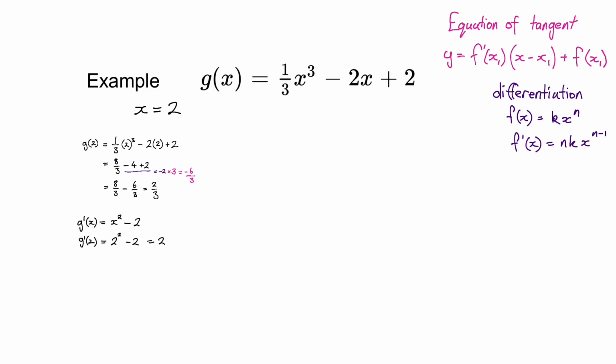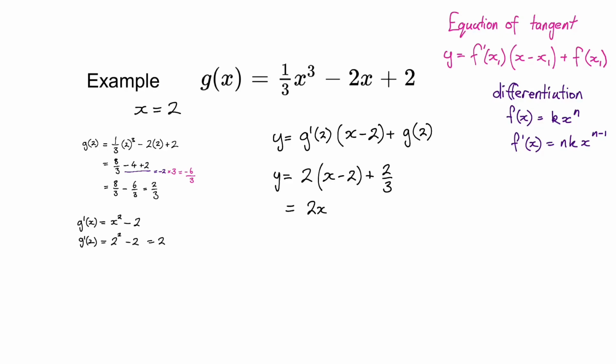So our equation for the tangent, y equals, in this case is going to be g prime of 2 outside of x minus 2, plus our g of 2. We found out that our derivative at 2 is equal to 2, so we put that in. And then we put in x minus 2 plus our value of g at 2, which was 2 over 3. Now we just need to expand the brackets and simplify. So we'll end up with 2x minus 4 plus 2 on 3.